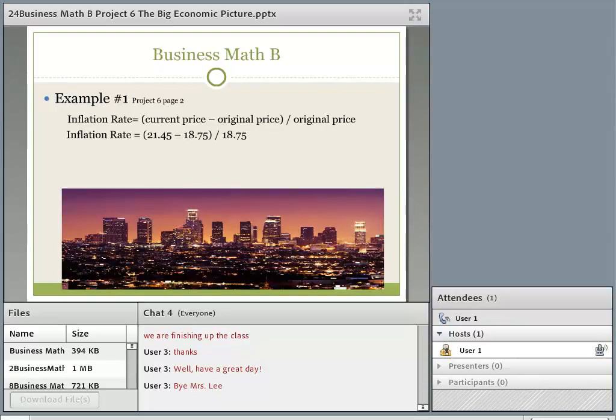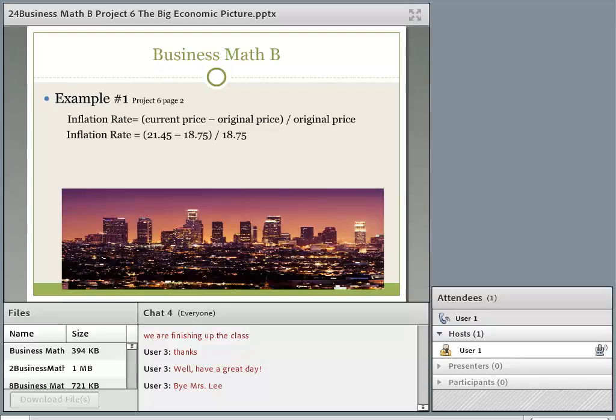You can also, here in the Adobe session on the bottom left, scroll through these documents that are listed. It's all the presentations and you can download them. There is one here. Let me find it. It's Business Math B Projects. And it also has, here it is, all of the project formulas, so it lists the formulas specific to the project that you're working on. Okay, so back to the inflation formula.